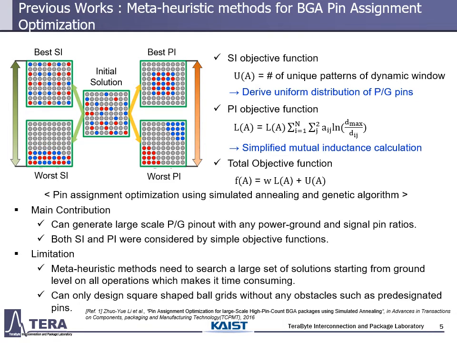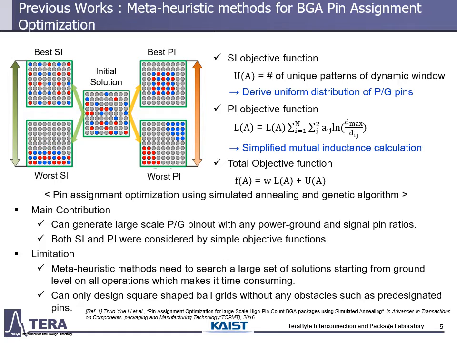To mitigate this problem, there have been several researches with assigning pins with existing optimization algorithms, such as genetic algorithm or simulated annealing, and these methods are usually called meta-heuristic methods. They usually set an objective function with metrics of signal integrity and power integrity to ultimately design a uniform pin arrangement of signal, power, and ground balls.